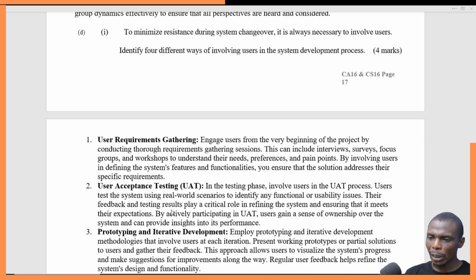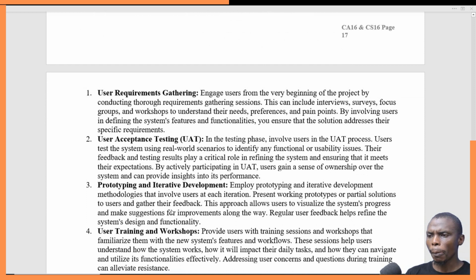Then we have what we call prototyping and iteration development. So you must employ prototyping and iteration development methodologies. This one involves creating maybe a system that mimics or looks like the real system that will be created. So this approach will allow users to visualize the system progress and make suggestions for improvement along the way. Also, we have user training and workshops. You provide users with training sessions and workshops so that these users get to familiarize themselves with the new system features and even workflows.